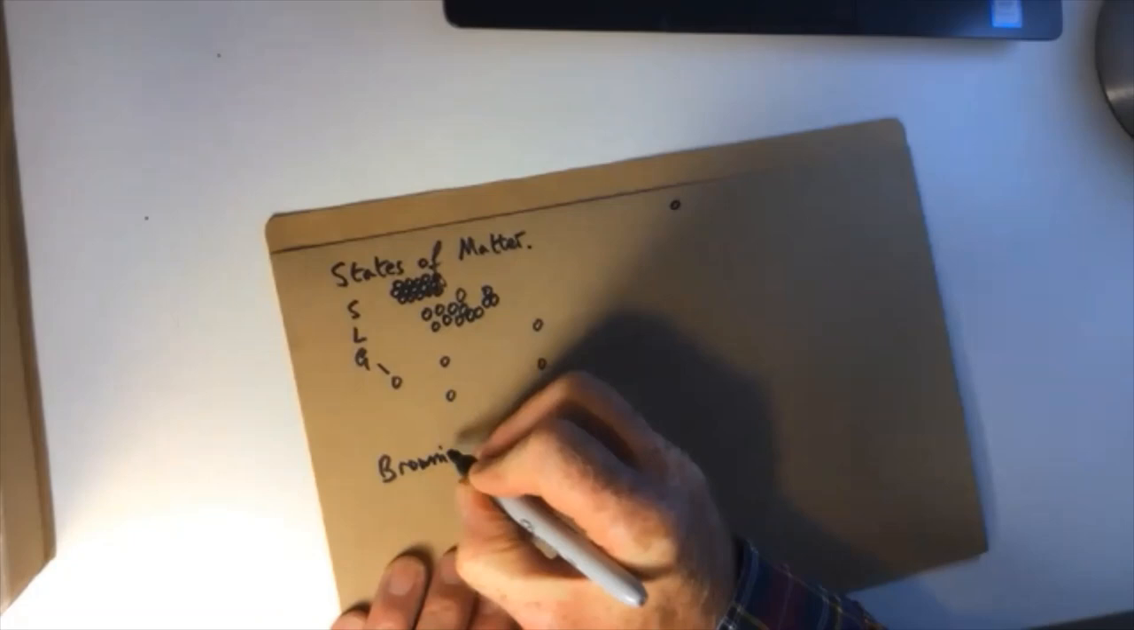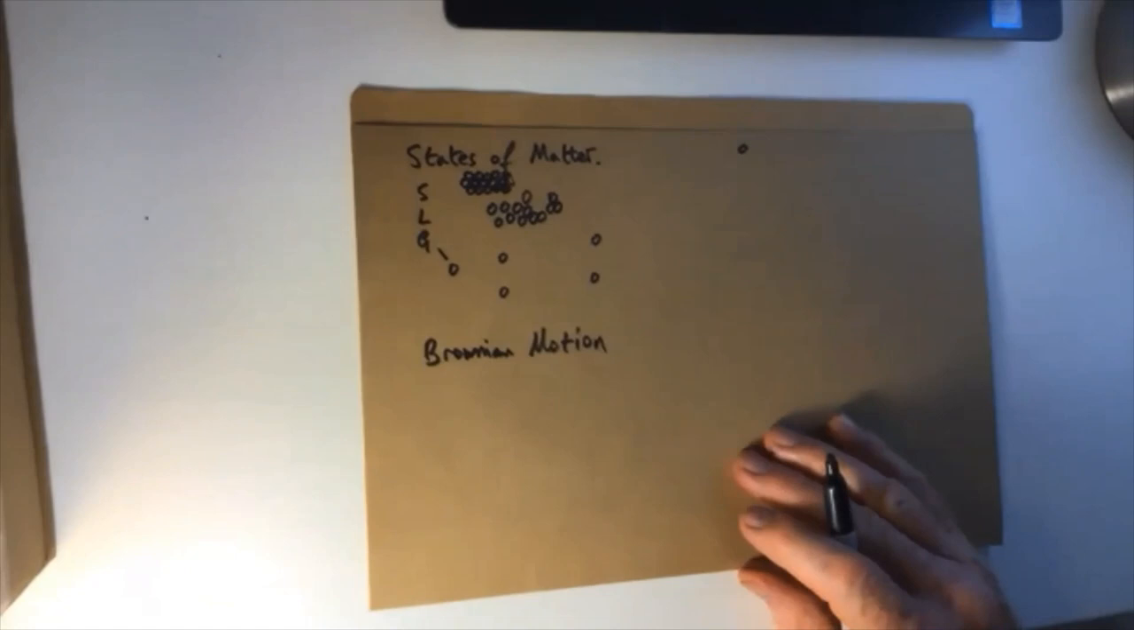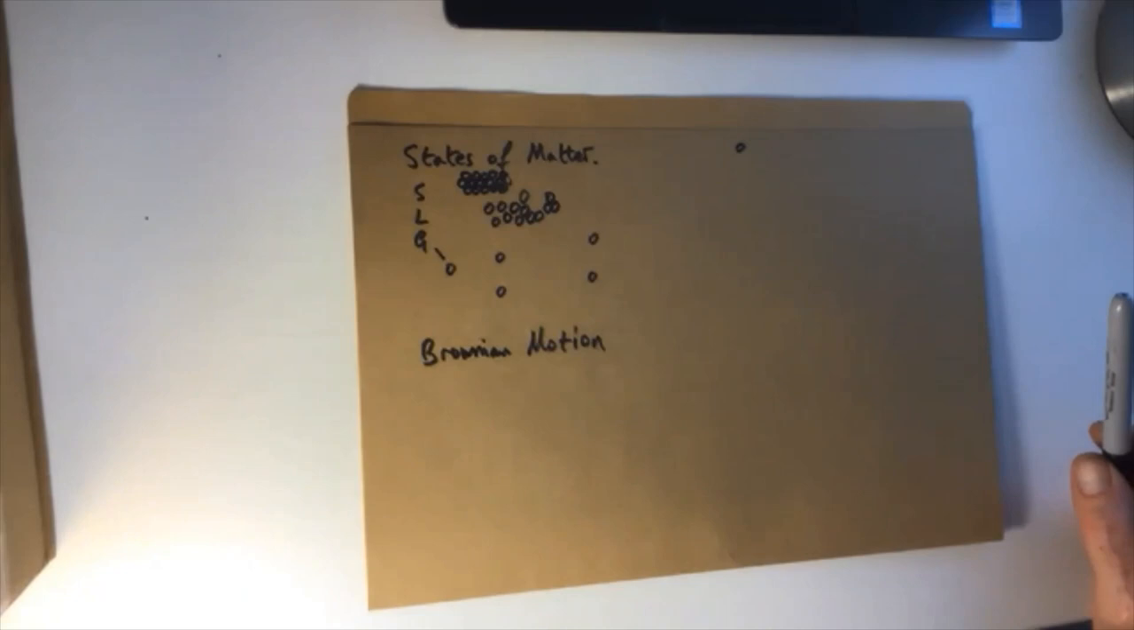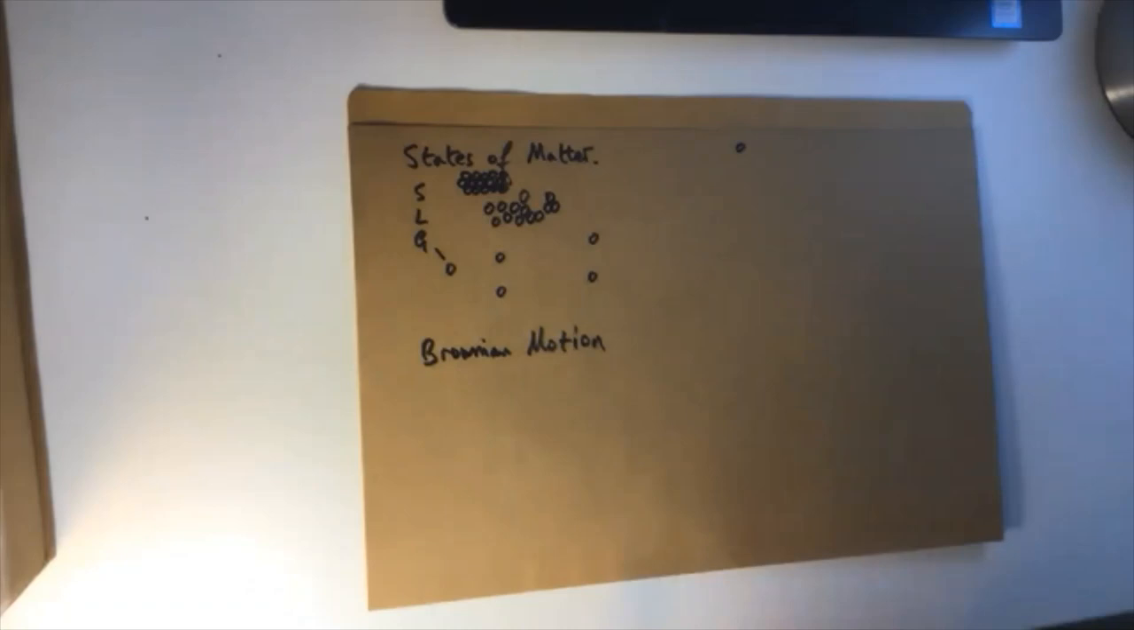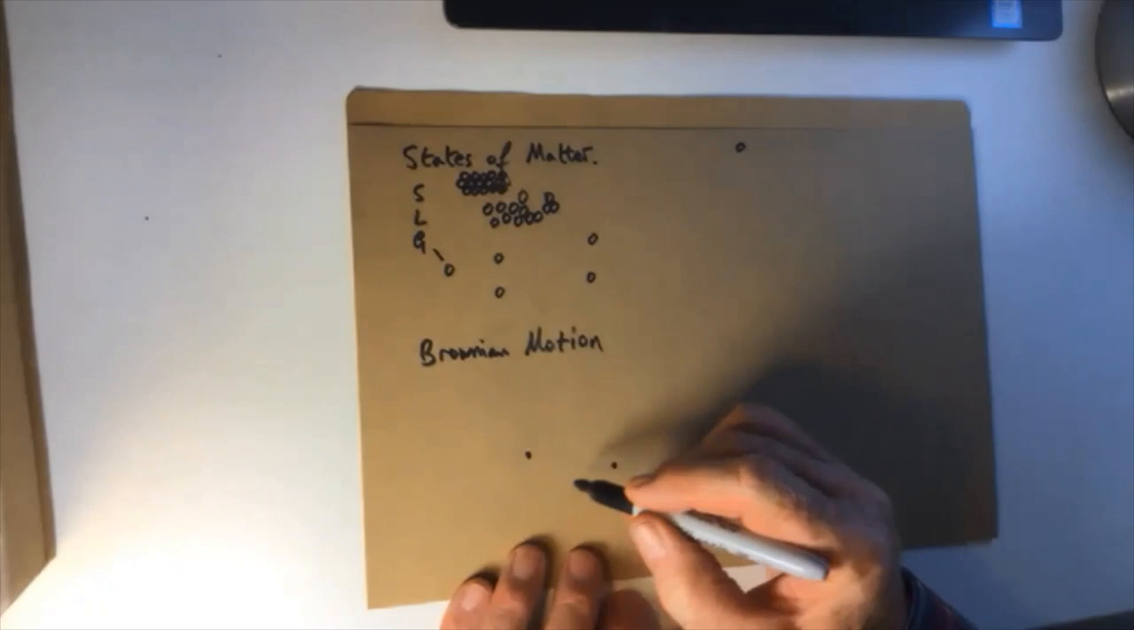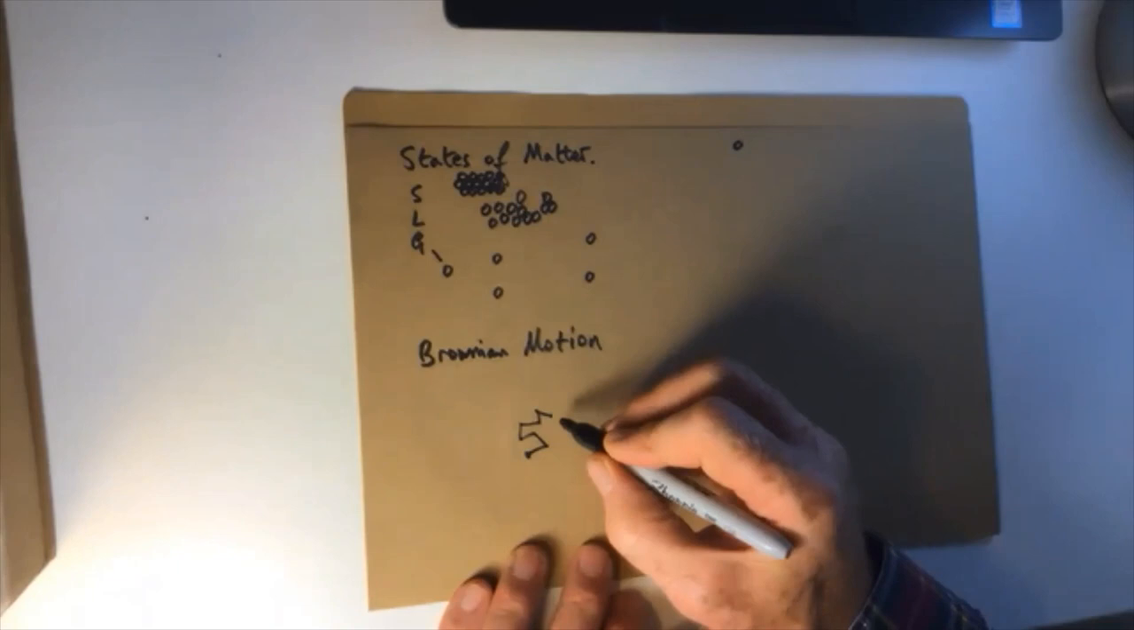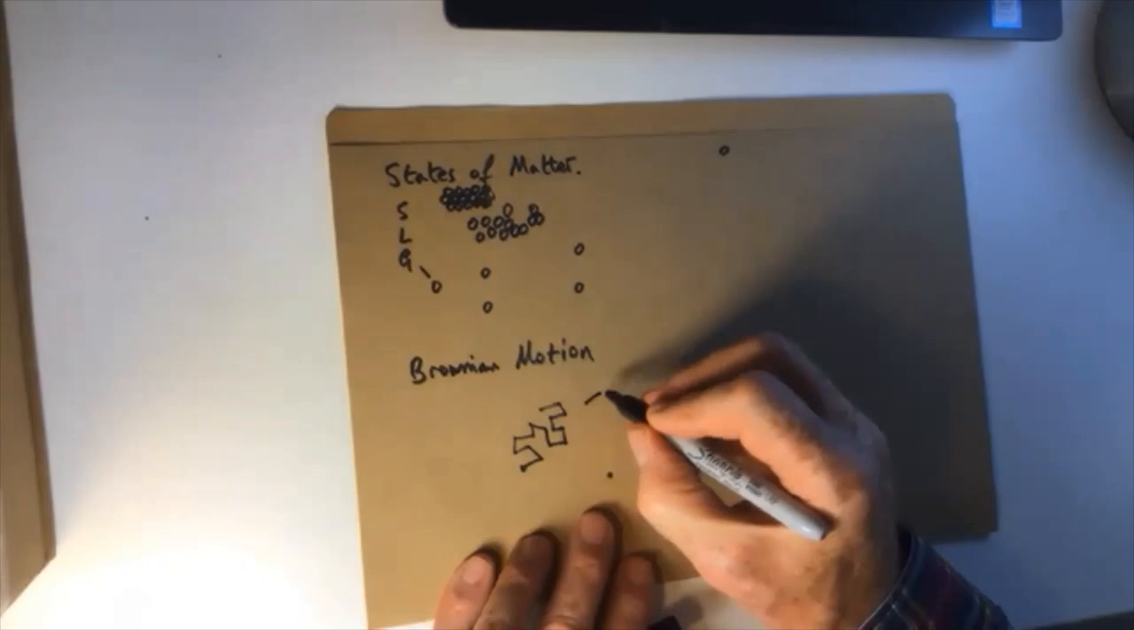Brownian motion. Now, this is physics, but Robert Brown was a botanist, and he was studying pollen grains, and he was Scottish. He could see these little bits of pollen under his microscope. They were in water, and these little bits of pollen were moving around, bing, ding, boom. And he said, wow, look at that pollen grain. It's moving around in all different ways.